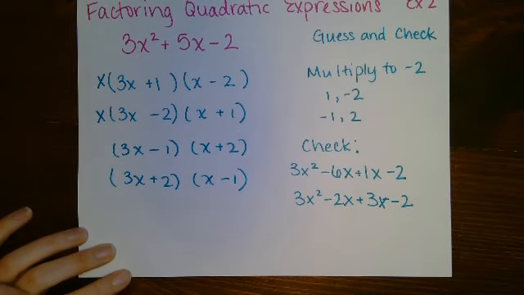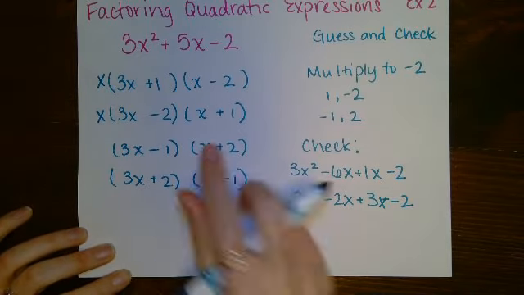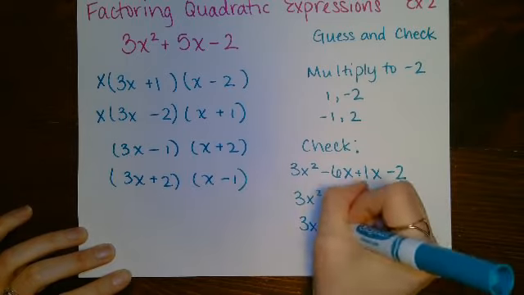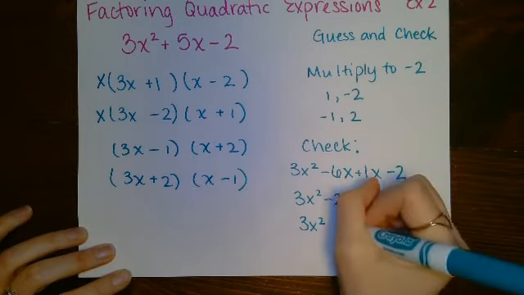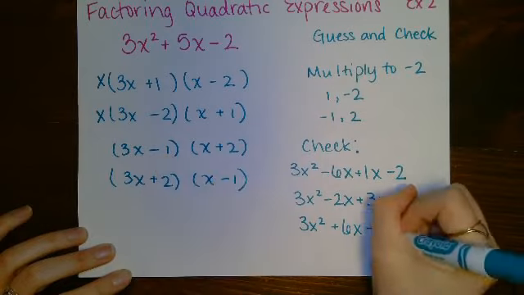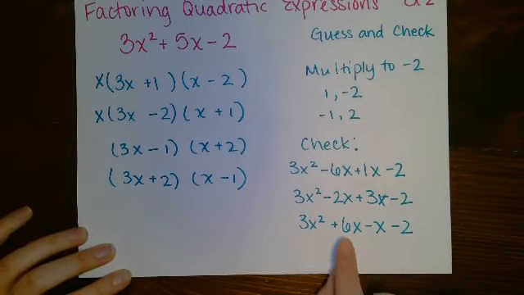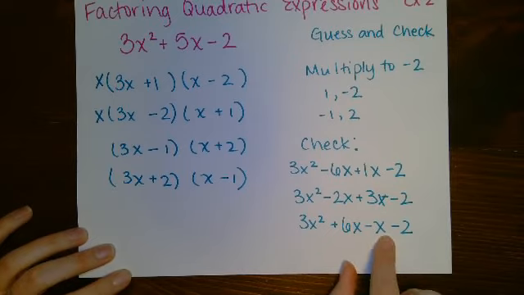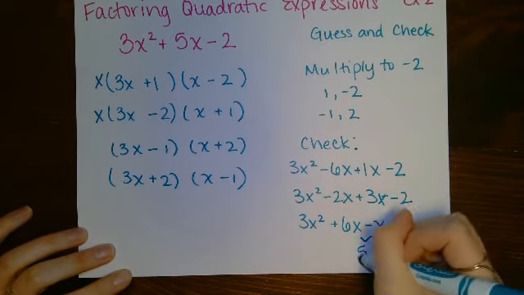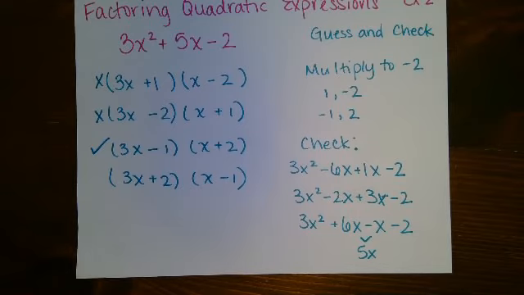The next one that we're going to check is going to be 3x minus 1 and x plus 2. So we'll have 3x times x, which is 3x squared. 3x times 2, which is positive 6x. Negative 1 times x, which is negative x. And negative 1 times 2, which is negative 2. Now, 6x minus x gives us 5x. And we know that we had the right solution.